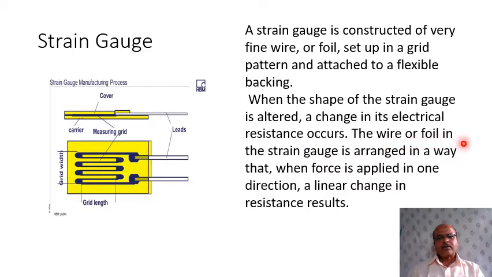This is an important sentence. The wire or foil in the strain gauge is arranged in such a way that when force is applied in one direction, a linear change in resistance results.